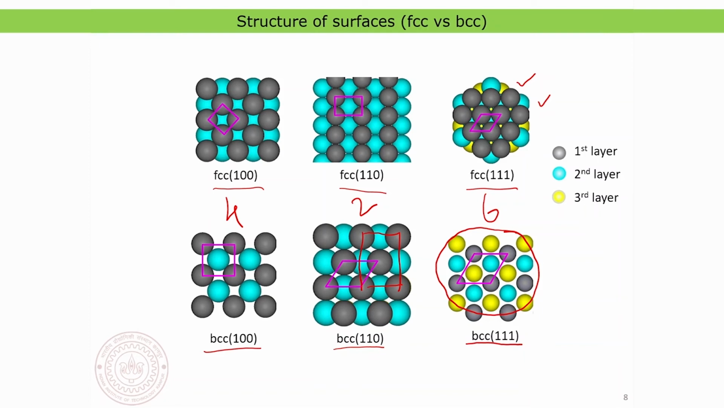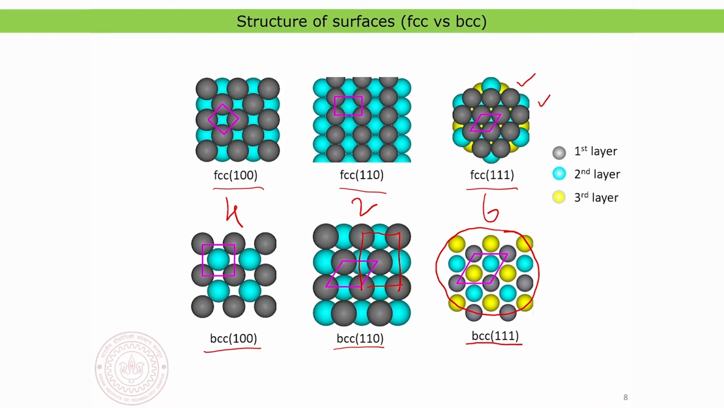So what is the implication of this roughness? The packing density of the atoms on the surface has a direct consequence on the reactivity of a surface. That means, for example, an FCC111 surface will be the least reactive surface out of these, and the BCC111 surface would be the most reactive surface. The reason is very simple: you have a much higher surface roughness for this BCC111 surface than the others, as you see on the slide.